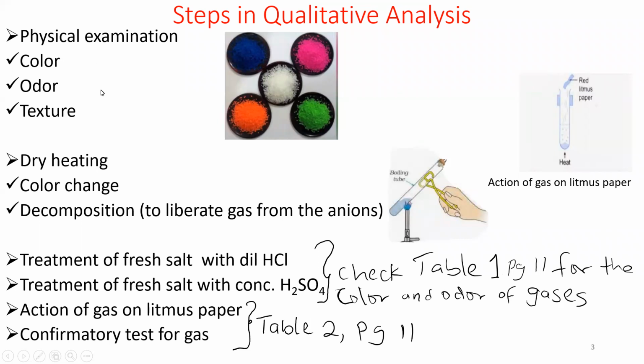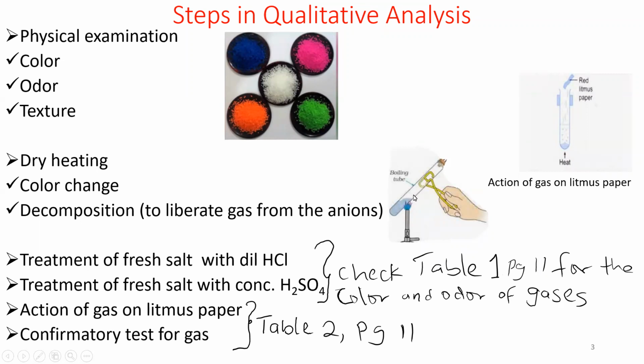Aside from the physical examination, we also look at the dry heating. For the dry heating, we look at the color change during the dry heating. I have tried to put up an example of what is expected from us in the lab. So this is our boiling tube where we put our salt and we try to heat using the Bunsen burner. Once this is done, we'll be able to examine if there's a color change in the salt, that is, a change in color of the residue.